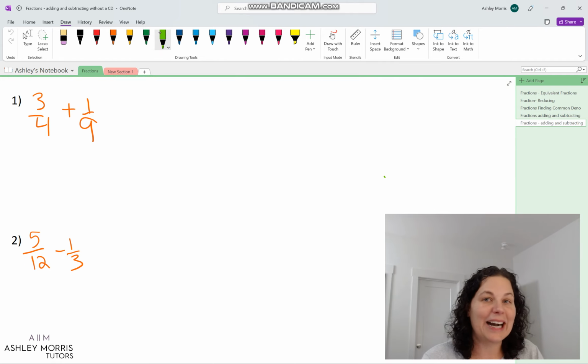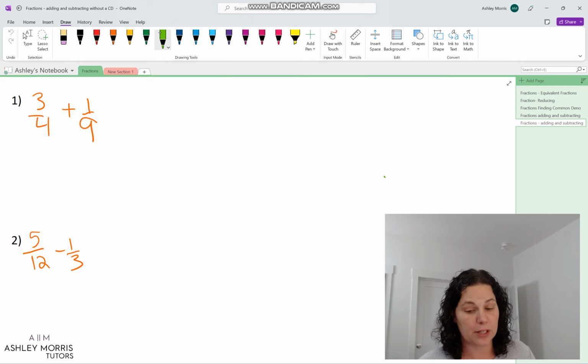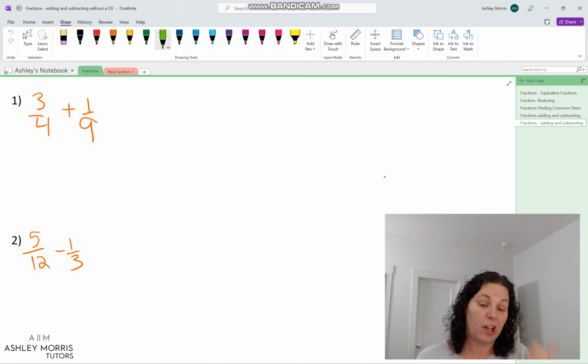First thing, gotta get a common denominator. Ideally, it's the least common multiple of 4 and 9, but if you aren't feeling that or you're having a hard time, just multiply the 3 and the 4 by the 9, the denominator of the other side, and then multiply the 1 and the 9 by the 4, the denominator on the other side. But for this one, I know it's 36.